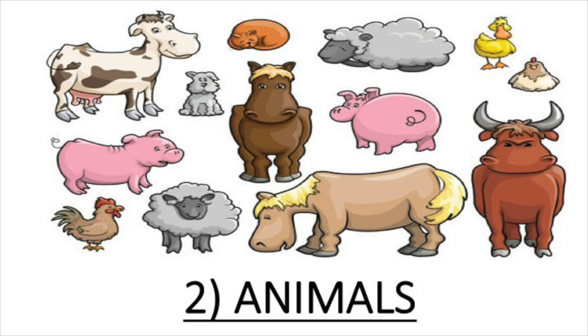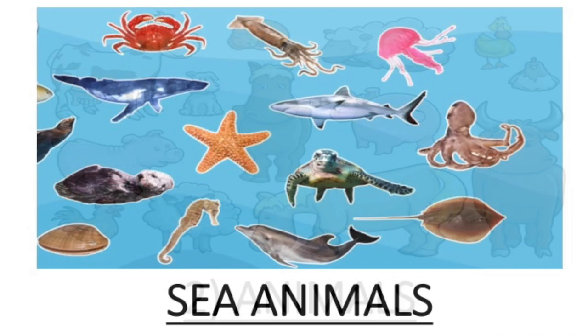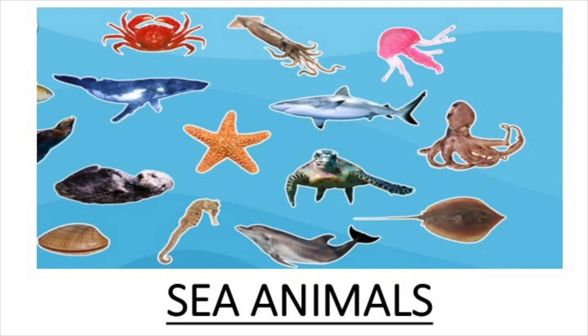And category number two, animals. And as we've already seen, guys, there's lots of different animals. What animals can we see on this picture? What animal is this? Cow. Pig. How about this animal? Chicken. Sheep. Dog. Cat. Horse. I think another horse. Another pig. Another sheep. And this duck. Chicken. And this buffalo. Yes. Lots of different animals.